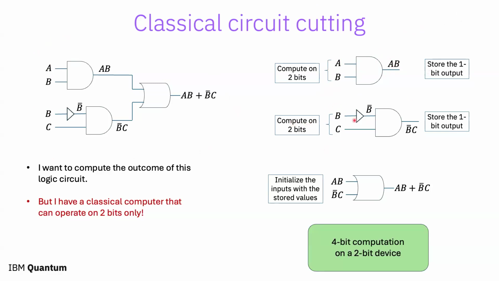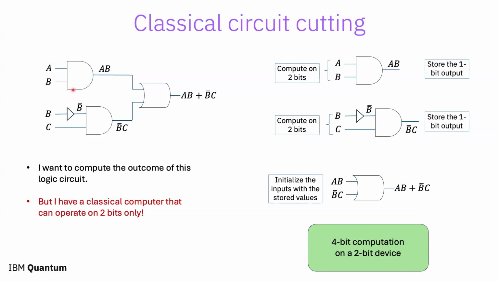Then we will do BC and calculate B bar C. We will again store the 1-bit output somewhere. And now I will just initialize this particular gate. This is supposed to be an OR gate. Somehow I couldn't get the actual notation of this, so just bear with me. Let's say now I'll just take the two outputs from here, put them as the inputs, and I can just do the OR operation. So what it means is I need to do a 4-bit computation, but I only have a 2-bit device. I can still do that 4-bit computation classically. What ends up happening is I need some extra memory.